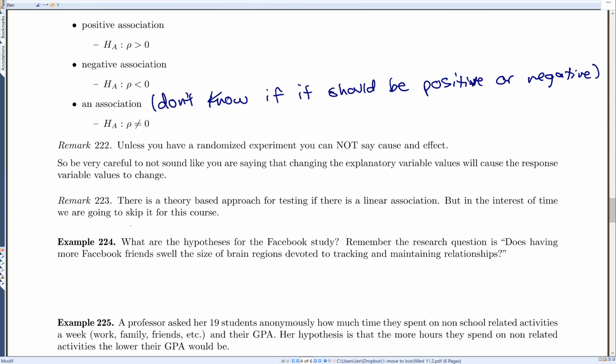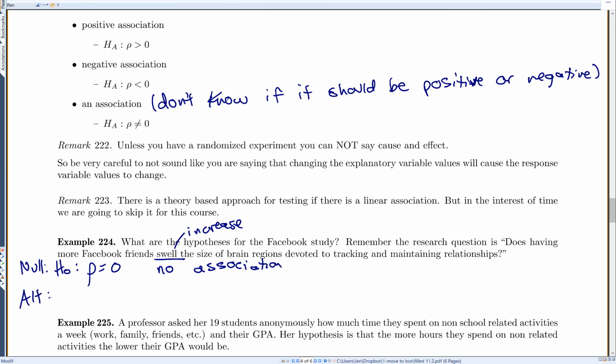So let's think about our Facebook study and write down what the hypotheses are. Remember, our research question is, does having more Facebook friends swell, that means increase, the size of brain regions devoted to tracking and maintaining relationships? That tells me that by increase, they were proposing that there's a positive association. So the null hypothesis would be that my population correlation equals 0. That just means that there is no association.